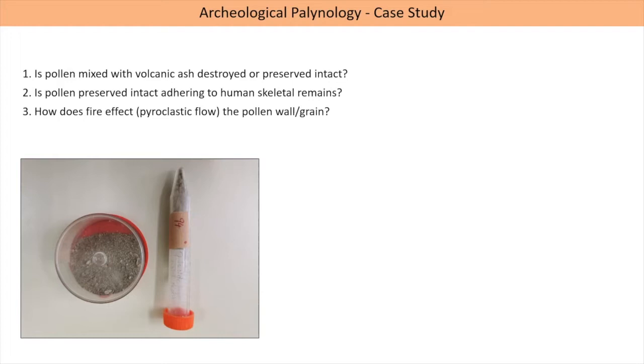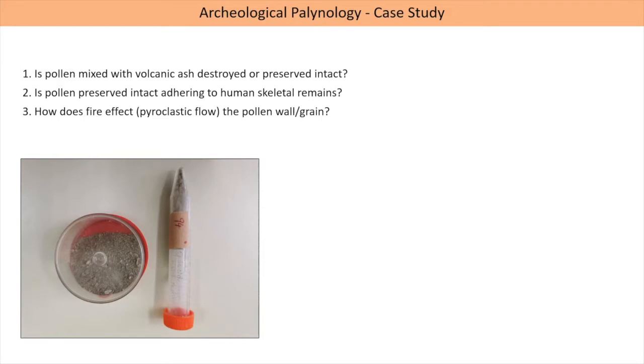In previous studies, it was reported that pollen concentrations in soil samples from the AD 79 level in Pompeii were low and that pollen was poorly preserved. And only about 100 pollen types were found so far. Many of them have been reported to be crumpled. So we wondered if pollen mixed with the volcanic ash is destroyed or preserved intact, adhering to human skeletal remains. And also if fire has an effect on the pollen wall or grain, like pyroclastic flow, that may destroy pollen in the samples. So this is how the samples looked.